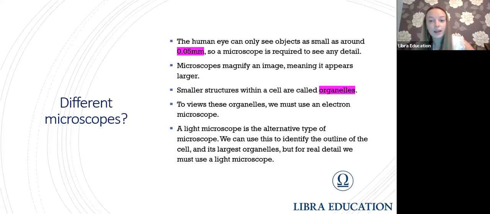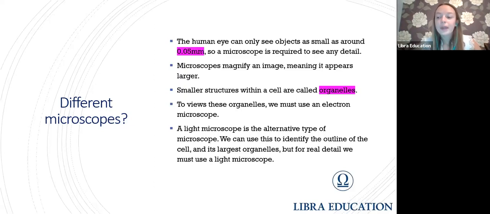So the human eye can only see objects as small as around 0.05 millimeters, which is obviously tiny. So a microscope is required to see any detail in these cells. So what microscopes actually do, and the way that they work, is they magnify an image, meaning it appears larger. Obviously, if it appears larger, it's a lot easier for us to see the cell, and therefore we can understand what's in a cell, how a cell works, from being able to see it.